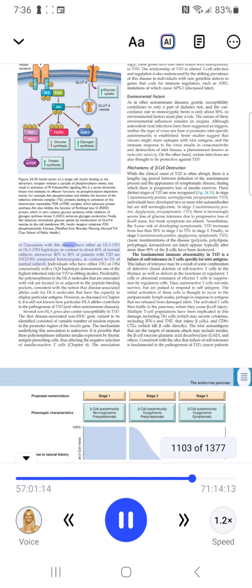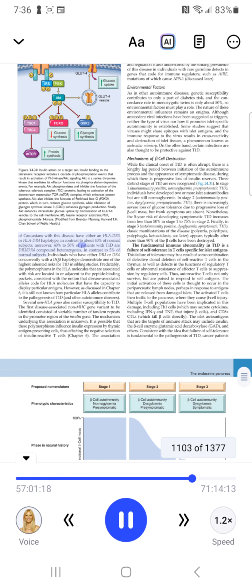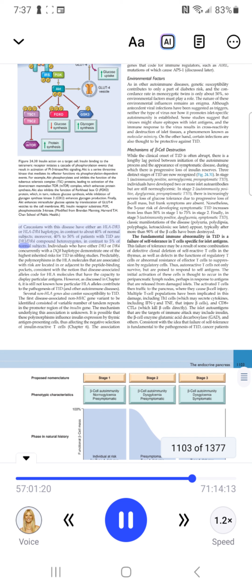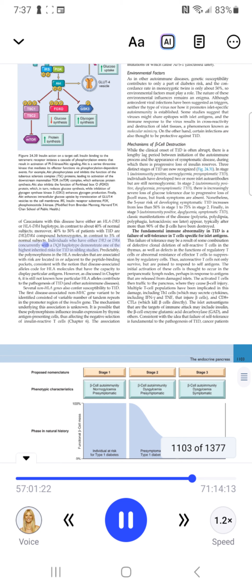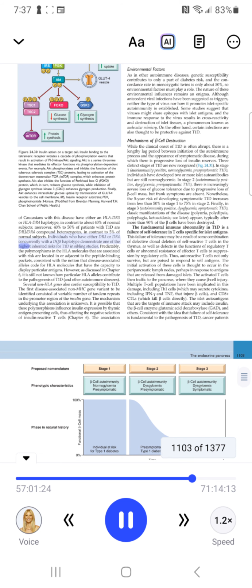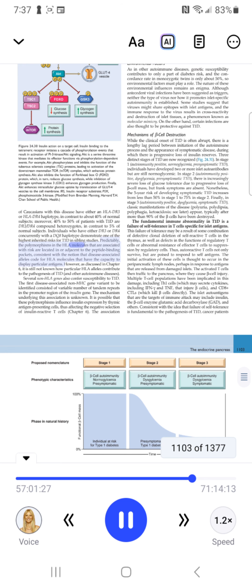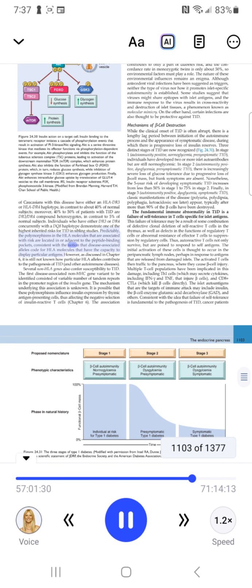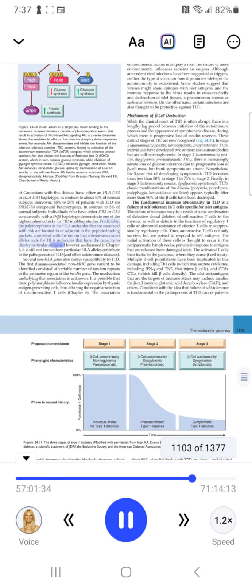90% to 95% of Caucasians with this disease have either an HLA-DR3 or HLA-DR4 haplotype, in contrast to about 40% of normal subjects. Moreover, 40% to 50% of patients with T1D are DR3, DR4 compound heterozygotes, in contrast to 5% of normal subjects. Individuals who have either DR3 or DR4 concurrently with a DQ8 haplotype demonstrate one of the highest inherited risks for T1D in sibling studies. Predictably, the polymorphisms in the HLA molecules that are associated with risk are located in or adjacent to the peptide binding pockets, consistent with the notion that disease-associated alleles code for HLA molecules that have the capacity to display particular antigens.